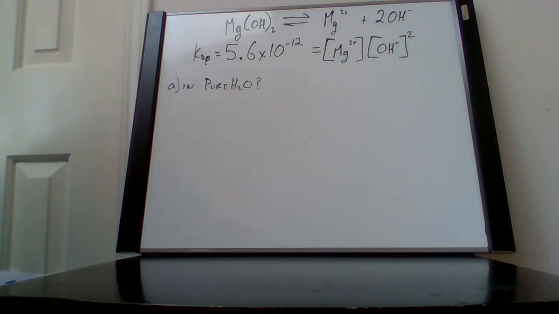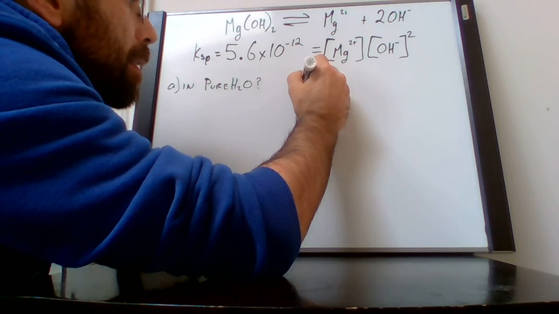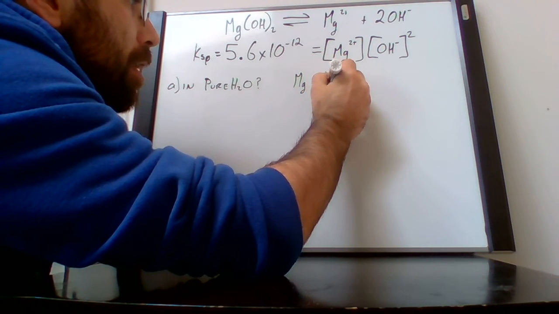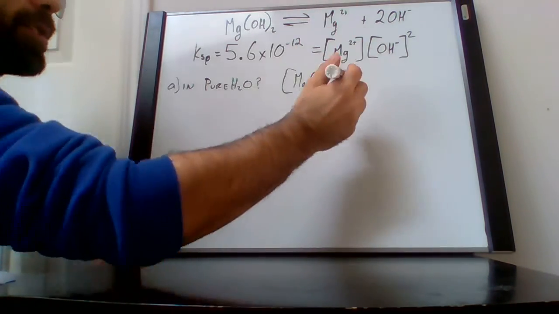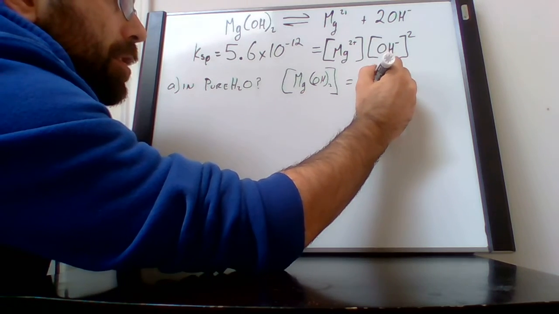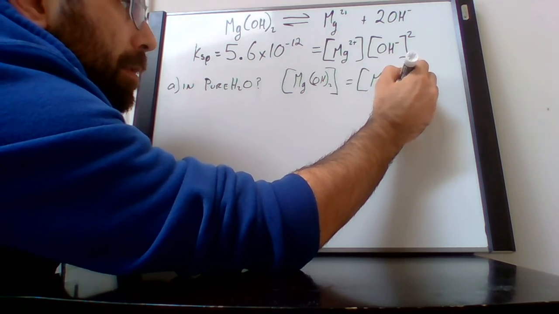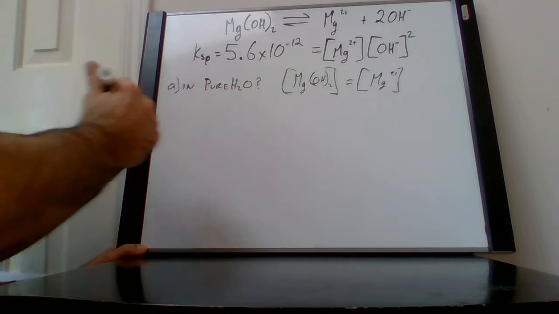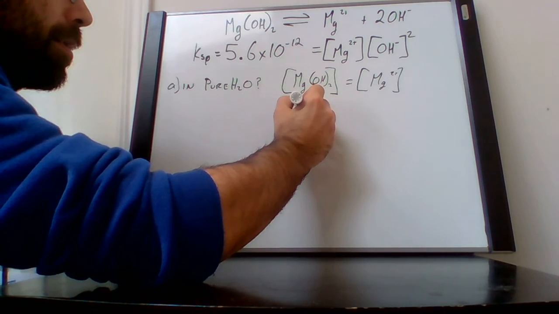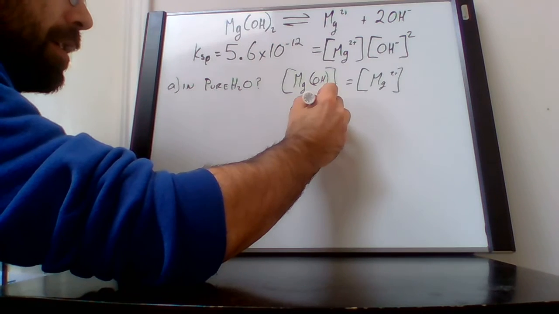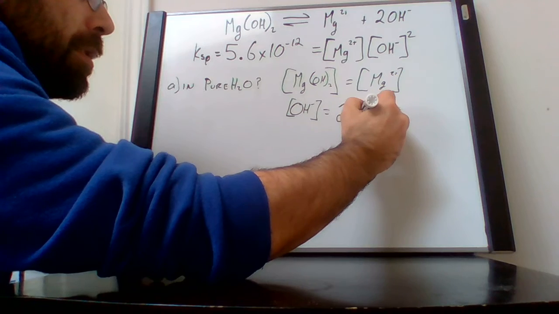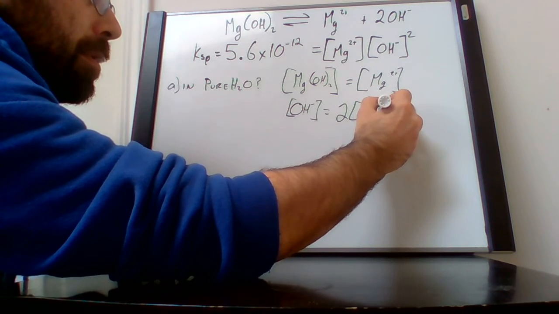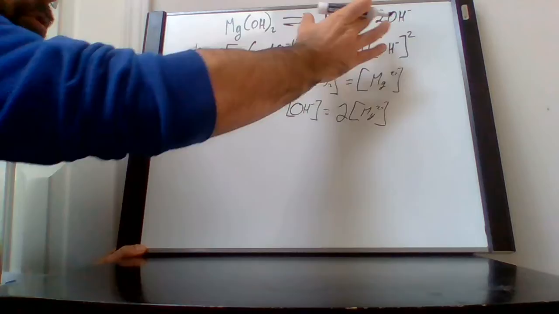Okay, let's see, what am I going to set up here? I'm going to take a look at the magnesium hydroxide concentration, that solubility. I have that 1-to-1 ratio, so that is equal to the concentration of magnesium hydroxide. And our hydroxide concentration is going to equal 2 times that Mg2+ because of that 2-to-1 ratio.